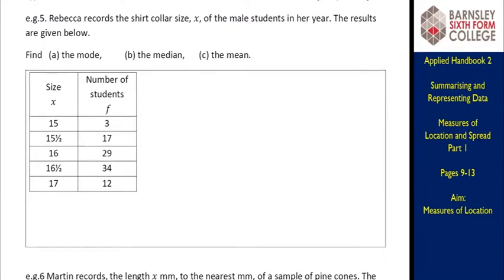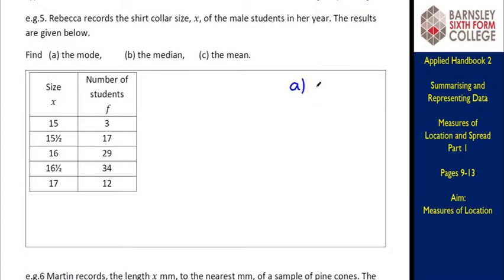So we're going to move into example 5, where a record records the shirt collar size X of the male students in a year. The results are given below. So finding the mode of this data that's been put in this frequency table for us.